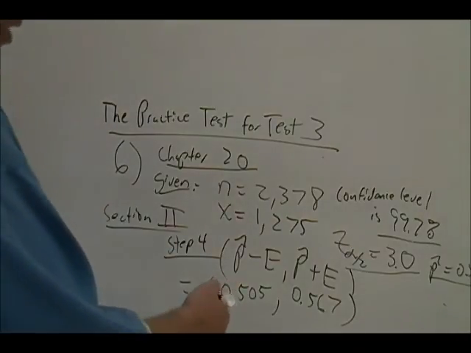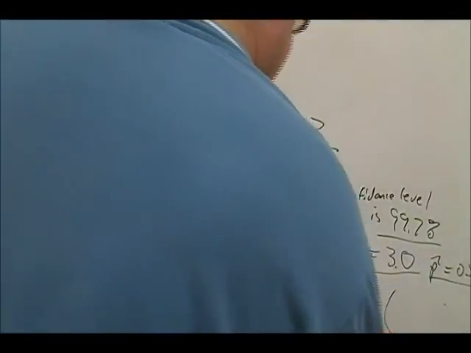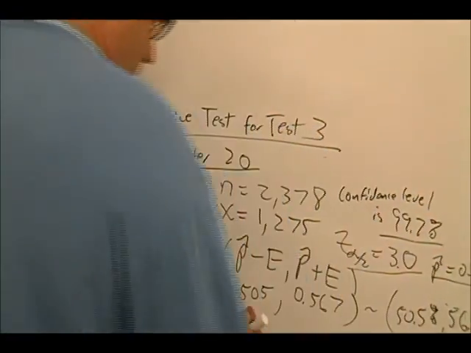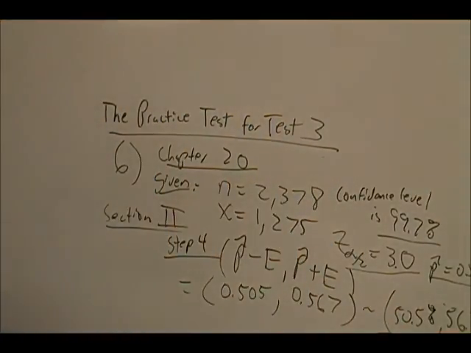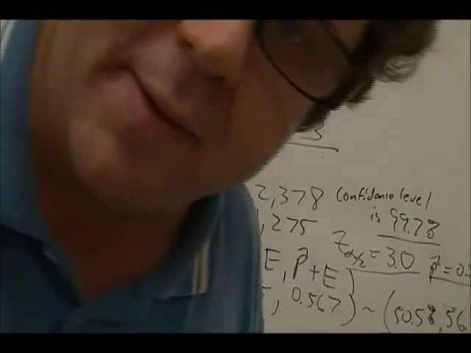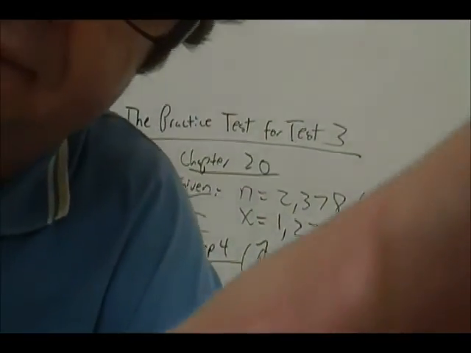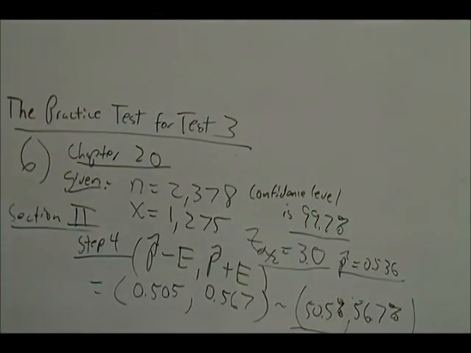Now, if we wrote this as percentages, this is based on population proportion. If we based it on percentages, it's the same thing as saying the interval from 50.5% to 56.7%. You just move the decimal place 2 places to the right, and that gives you a confidence interval based on population percentage, and this is the confidence interval based on population proportion. See if I can get that in there. Okay. Now, what's the interpretation?